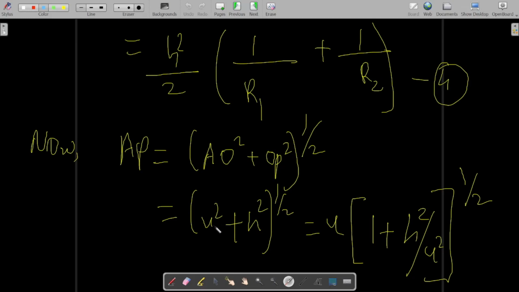Now when U square is taken outside the square root, you get something like this. There should not be any need to explain this particular thing. So you got this.